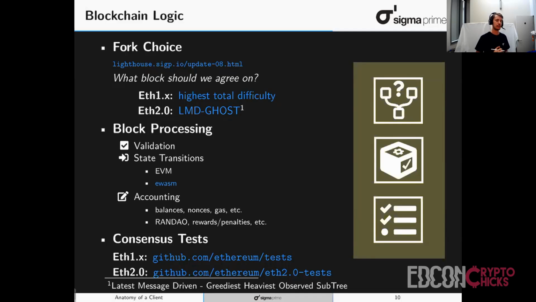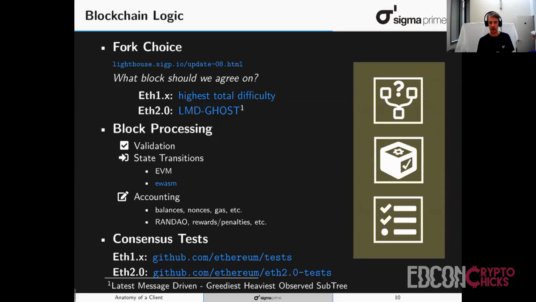Now that makes sense in a proof of work context, but since there's no actual work that has to go into extending a chain in proof of stake, it no longer makes sense to just follow the longest chain. If you're following the longest chain, I could just stake and sign a whole bunch of blocks and make it super, super long, and you'll believe me. So that's not going to work. And so we've come up with new algorithms for fork choice rules.